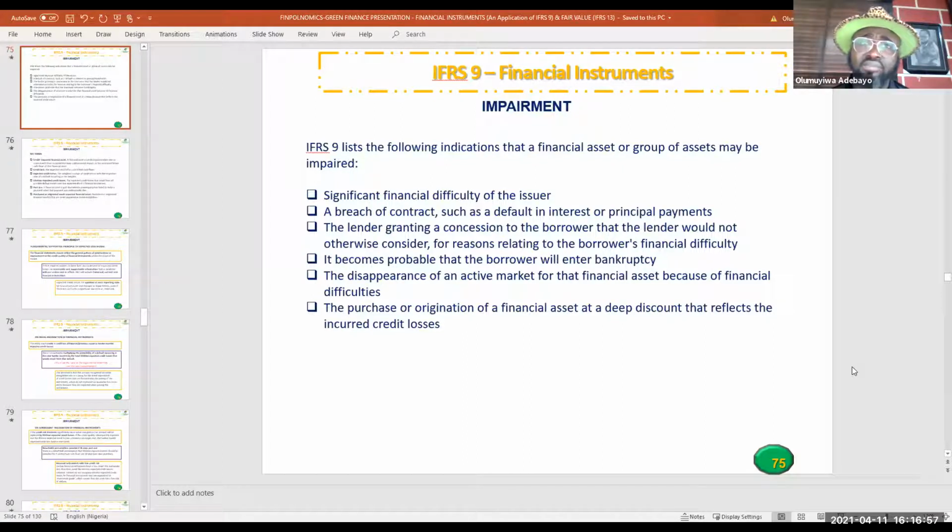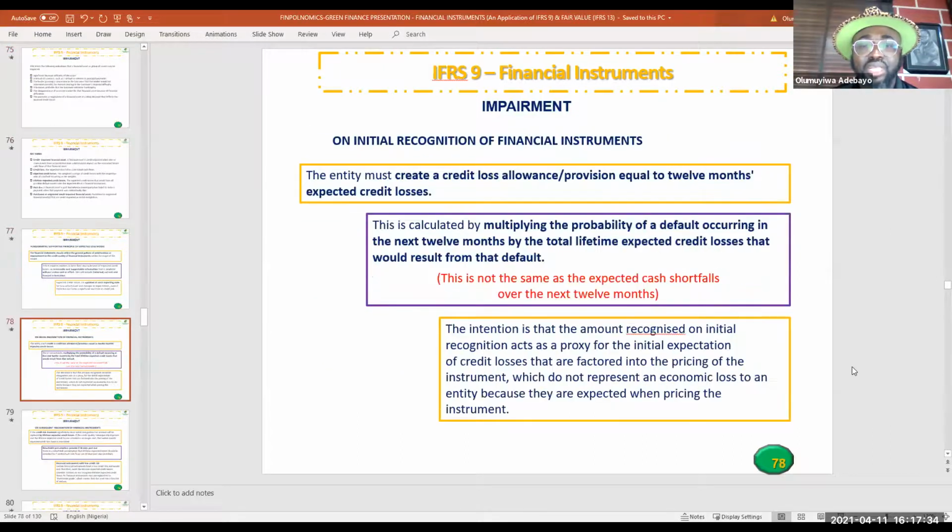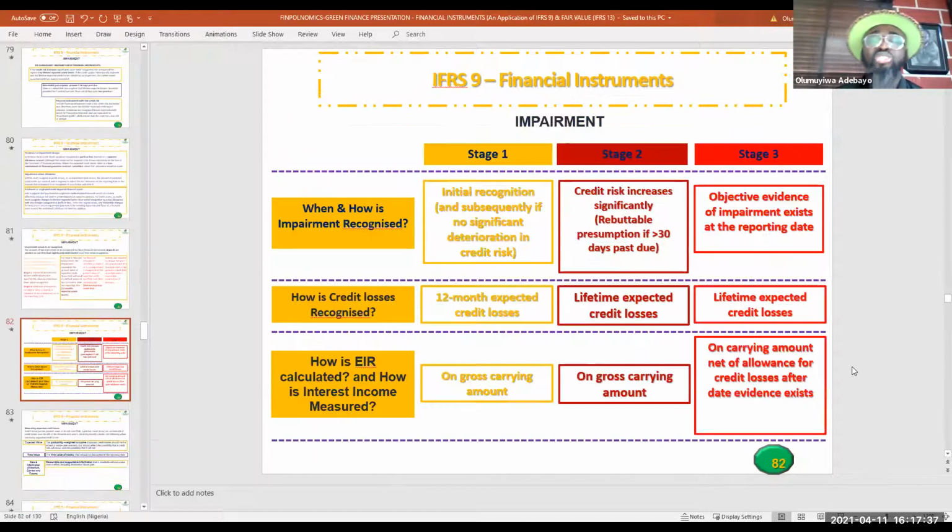And finally, which is not limited to all this because it's not exhaustive, when the purchase or origination of a financial asset is such that it is purchased at a deep discount that reflects an increase in its credit losses, such is also a trigger that there's a loss event. Any of these or a combination of these or others is sufficient to conclude, regardless of the threshold, that such a financial asset is credit impaired, and therefore it belongs to stage 3.